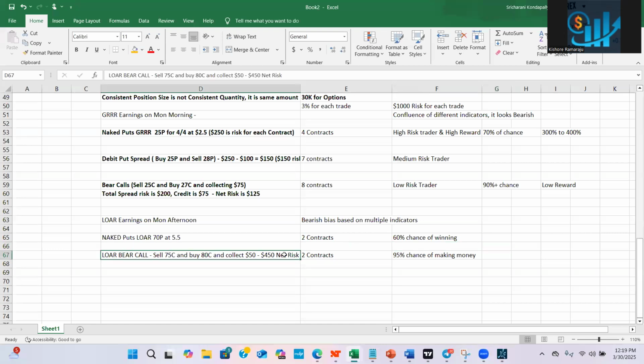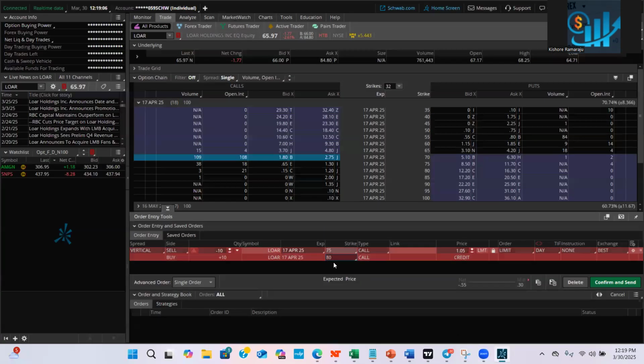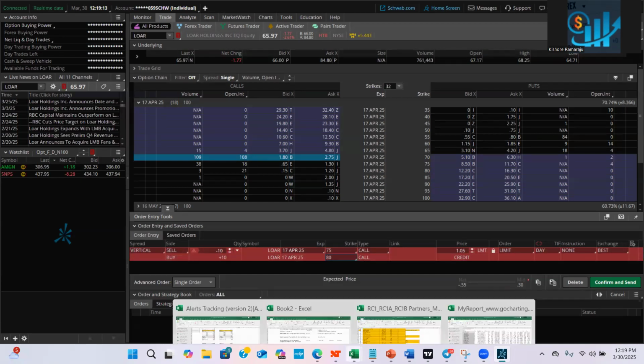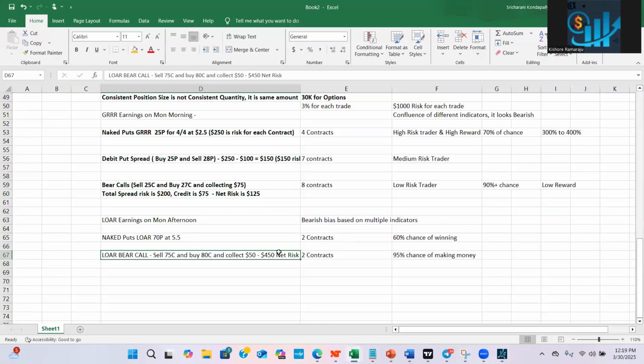so if I'm doing sell 75, right, and buy 80, that means there is a $5 spread. That means $500 risk, but I'm collecting around $50 as a premium. So that means 450 is my net risk. Because my size is $1,000, I'll take only two contracts.